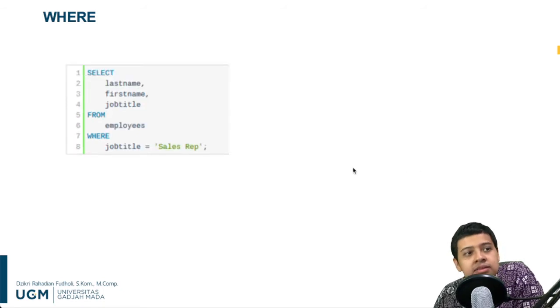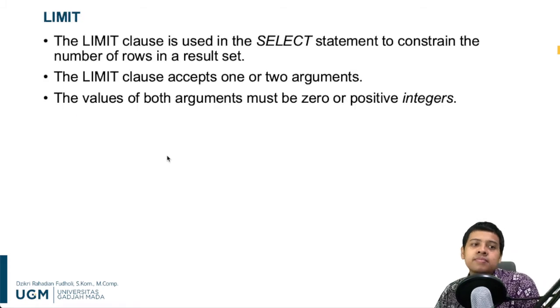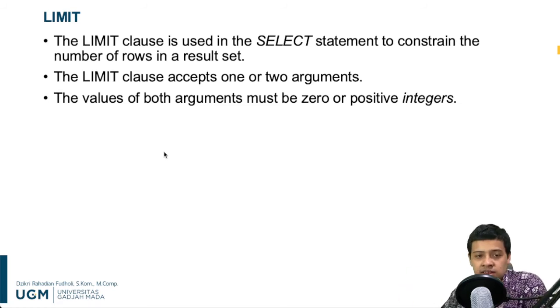These are the examples. From the last name, first name, job title, from table employees, we want to get the result of the ones whose job title is the same as sales rep. So that's the usage of the WHERE clause. In the last videos before this one, it was already mentioned how to use the WHERE clause.